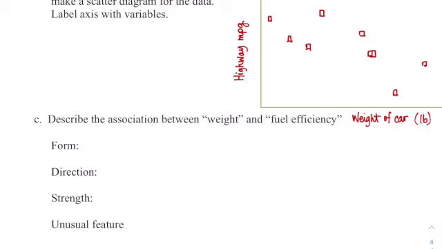Now, if you try to remember, the four things are, first, the form, which is the shape of the graph. And the shape of the graph says you have choices of linear, quadratic, exponential. So in this case, it's kind of a line going down. So therefore, it's going to be linear.